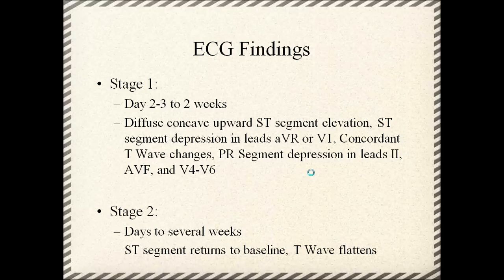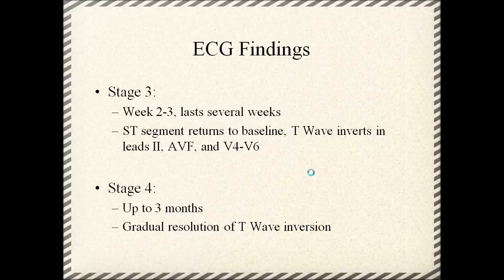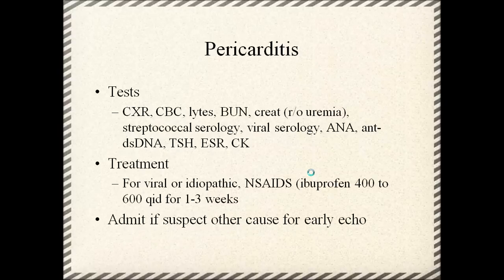And tests, basic tests. These more exotic tests are more for checking for lupus or for any rheumatologic condition, hyperthyroidism, etc. Most of the time, pericarditis is post-viral or idiopathic, and usually a regular dose of NSAIDs, even simple ibuprofen, 2 tablets for 1 to 3 weeks, is good enough. And if you suspect any other cause, you should arrange for an early echocardiogram.